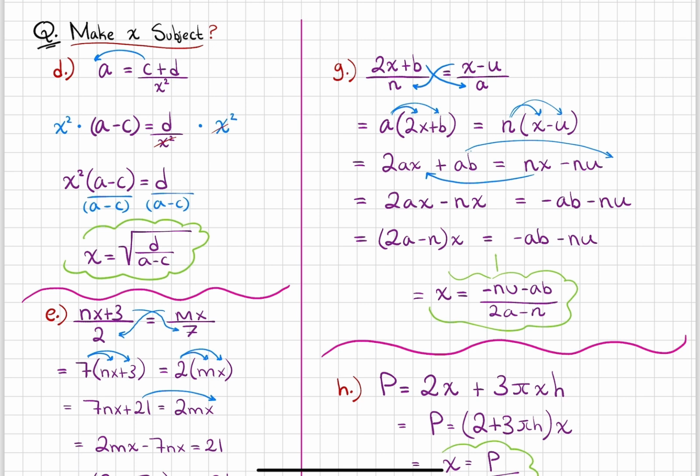From here then, it's very simple. I think you know what to do. Just isolate the x by dividing by 2a - n on both sides. So x is equal to (-nu - ab) over (2a - n). This one was a bit complicated.